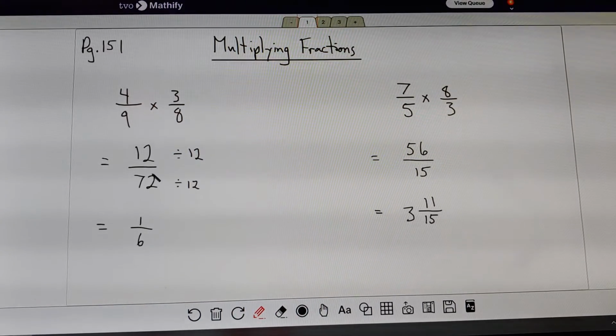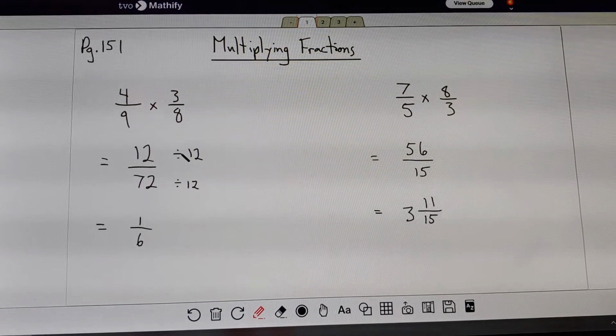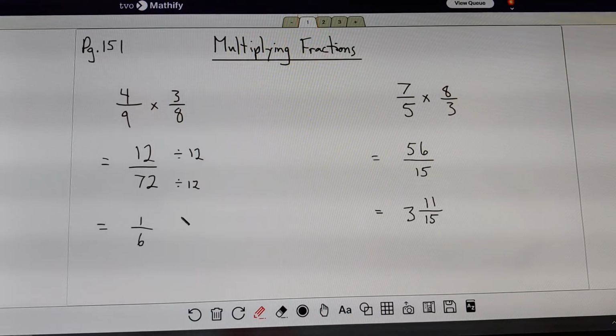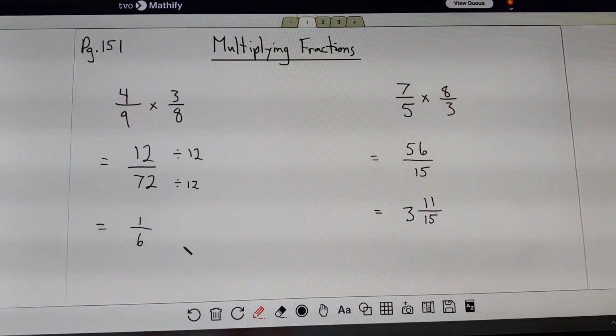If you didn't recognize that these are both factors of 12, you could just do divide by 2, divide by 2. Look at it again. Oh, I can go lower. Divide by 2, divide by 2. Oh, I can go lower. Divide by 3, divide by 3, and then you would get 1/6.